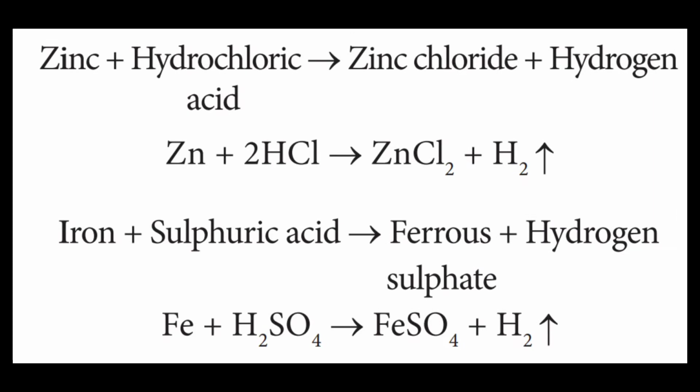For example, zinc plus hydrochloric acid gives zinc chloride plus hydrogen. The arrow in upward direction indicates it is in the form of gas. The second one, iron plus sulphuric acid gives ferrous sulfate plus hydrogen.